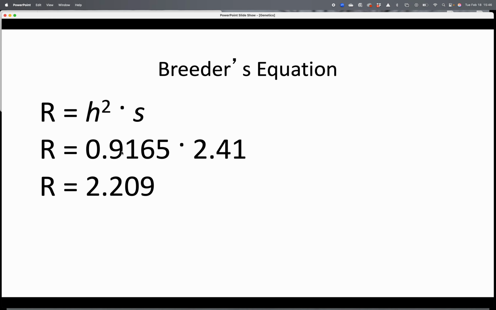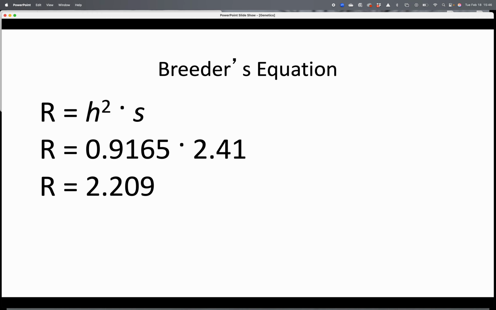And this is a pretty high estimate for heritability. This is high even for estimates of heritability of height in humans, which is already a characteristic that is kind of on the high side of heritability. So this is how the breeder's equation works.